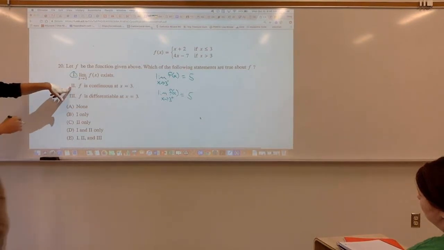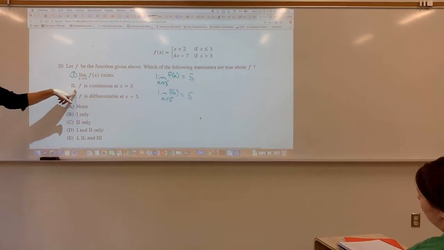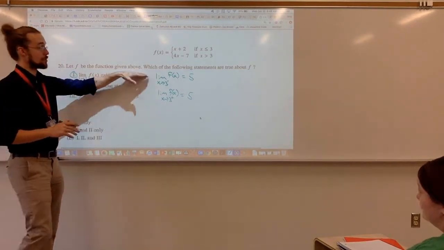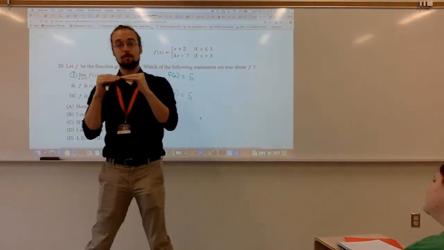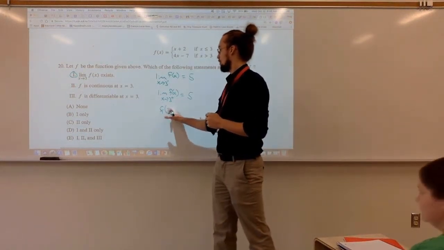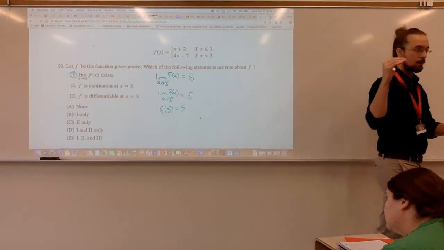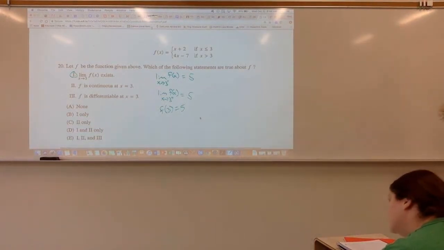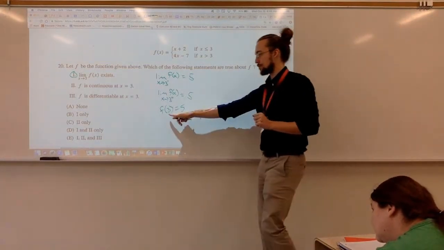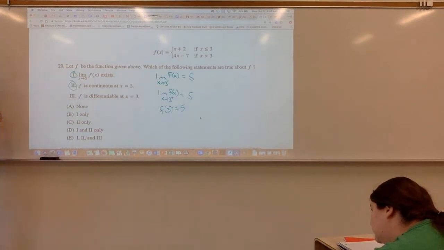Why is it continuous? We're saying the limit is the same from both sides, so the 2-sided limit exists, and the function is defined there. Remember, that was our definition of continuity. We're going to the same value from both sides, and the function is defined there: f of 3 equals 5. So the function is also continuous there.